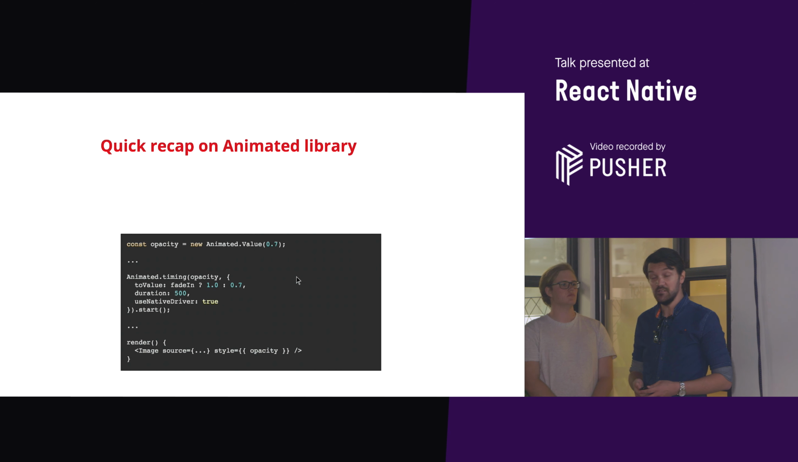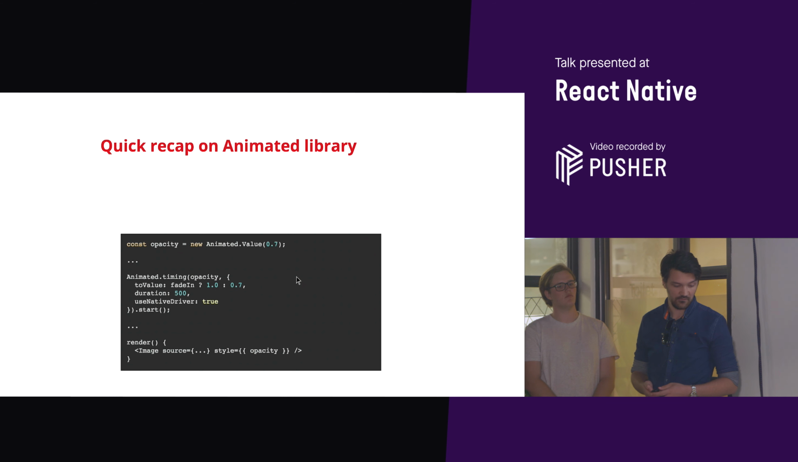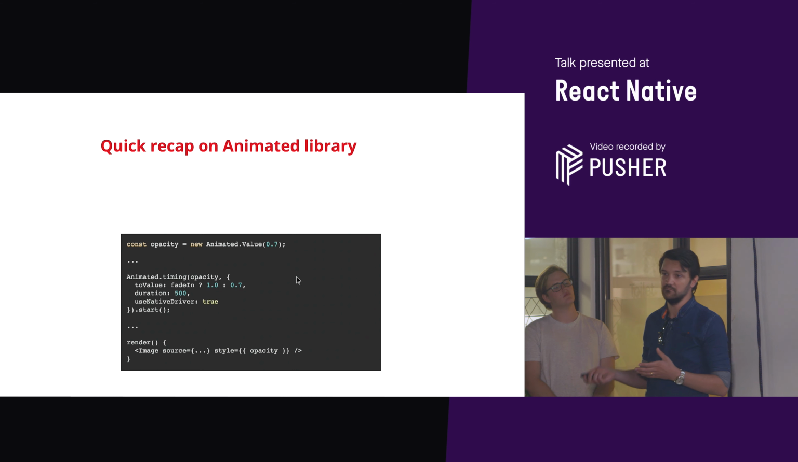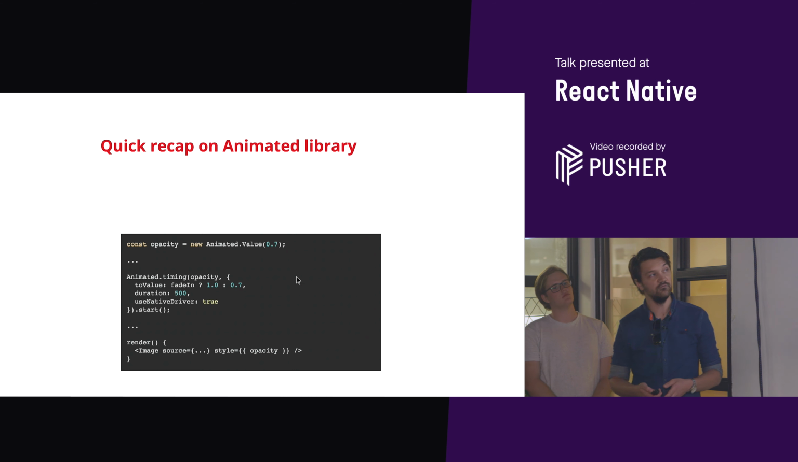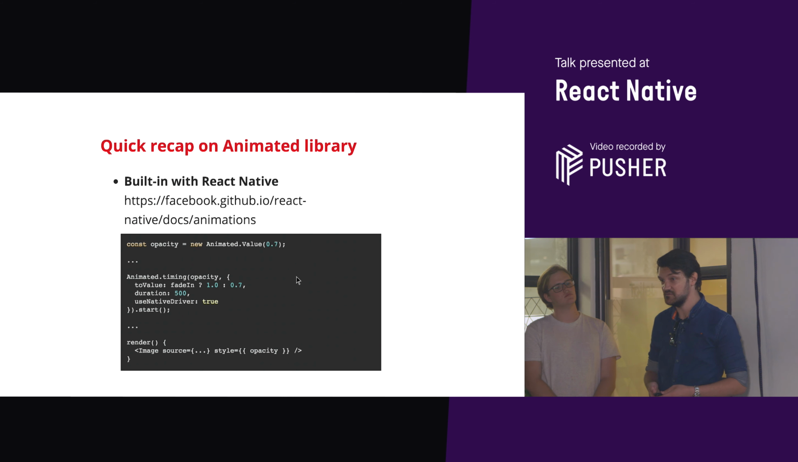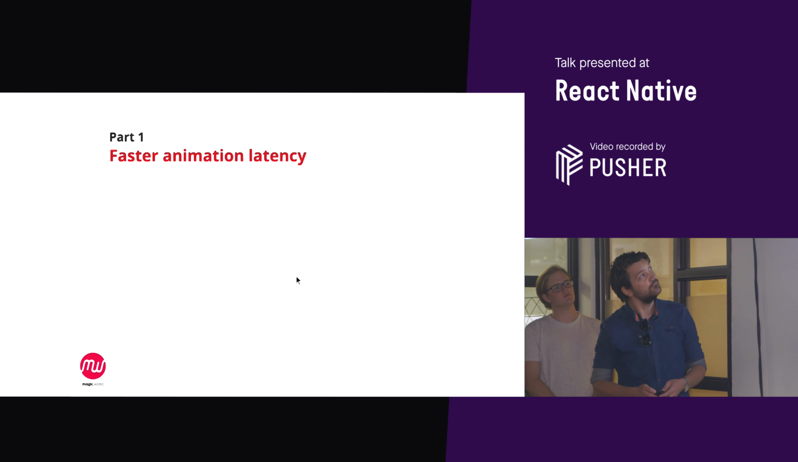A quick recap on the animated library. You simply create a new animated value. I think a lot of you have used this API before: you create a value, you start the animation, and you simply render a component, for instance an image with an opacity using that animated value. It's a built-in React Native API, so everyone should be familiar with it, but it's straightforward.